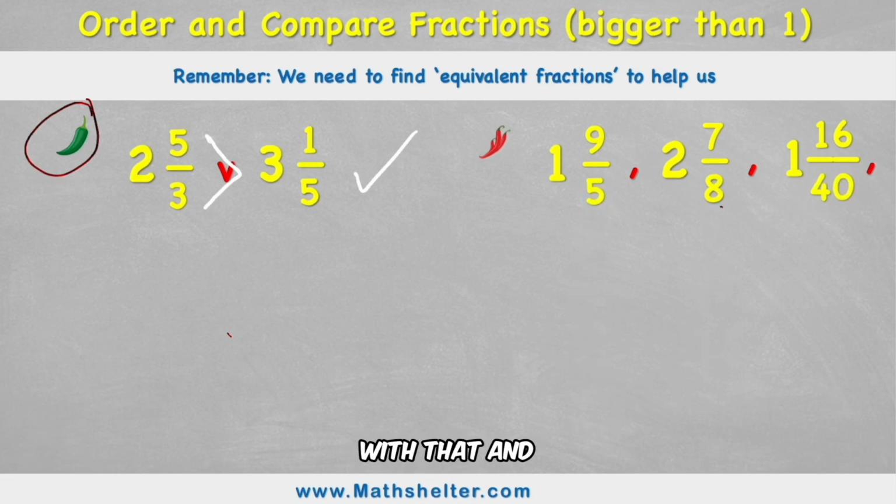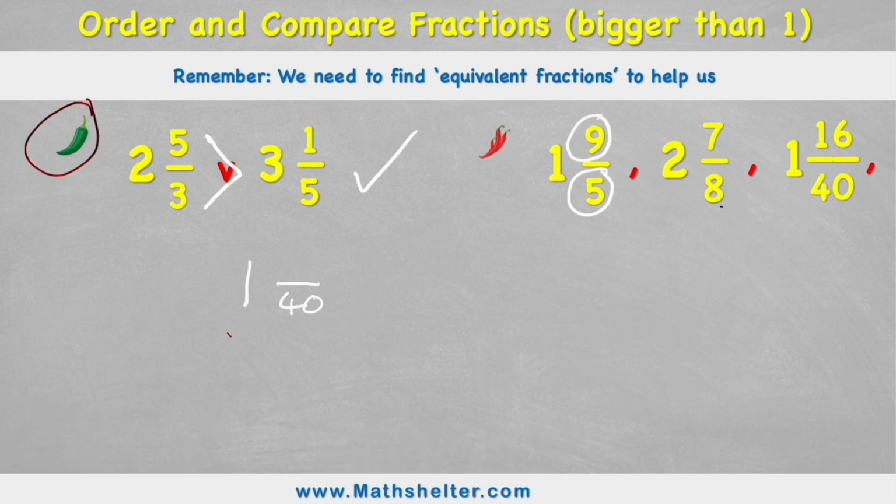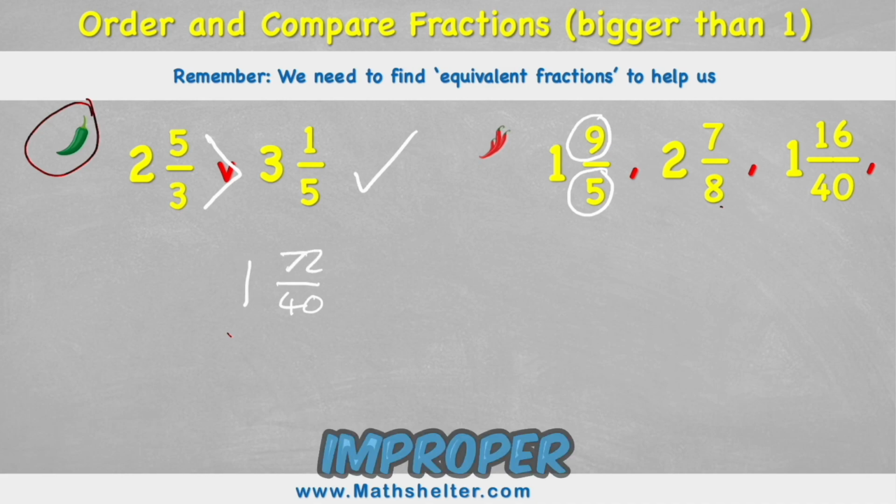So let's work with that, and let's say we have 1, and then my new fraction will be over 40. Well, how did I get from 5 to 40? I'd have to multiply it by 8. So therefore I'm going to have to multiply 9 by 8, which is 72. And already I can see this is an improper fraction, but we'll get to that part in a moment.